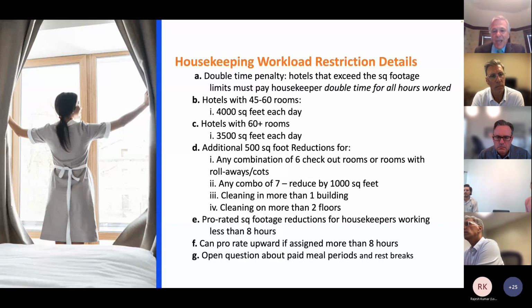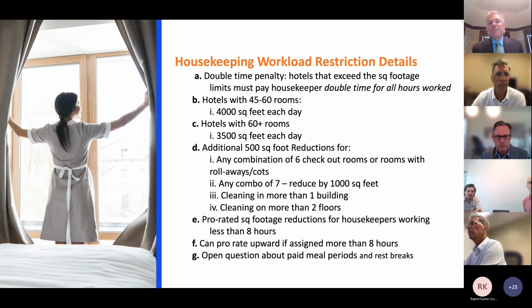So what I consider to be the absolute most onerous and costly aspect of this ordinance are the housekeeping workload restrictions. In essence, the law creates a double time penalty for all hours worked whenever a housekeeper exceeds the square footage limits in a day. So if a housekeeper works 8 hours and cleans 1 square foot more than the ordinance allows, all of those 8 hours need to be paid at double time. So it's a significant penalty.